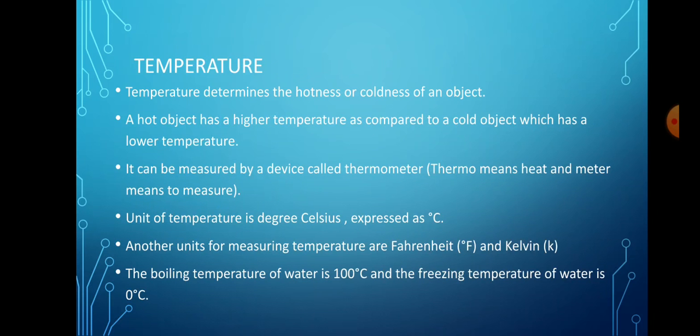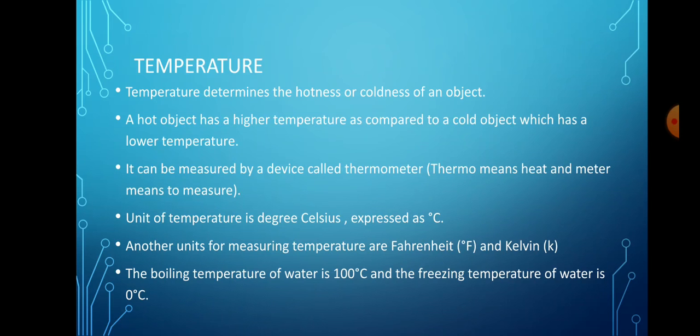Now, what is temperature? Temperature determines the hotness or coldness of an object. A hot object has a higher temperature, whereas a cold object has a lower temperature. It can be measured by a device called thermometer.